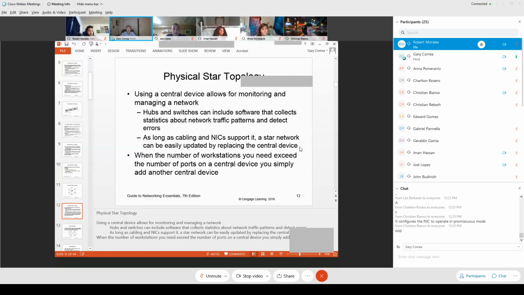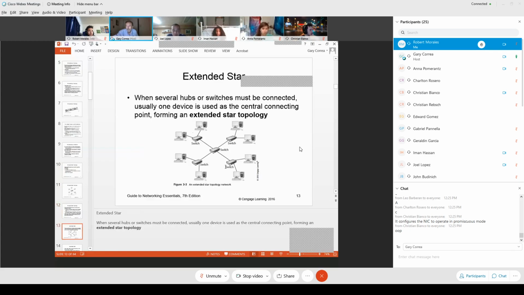So the hub or the switch, the star is the best way to go. And again, all the people who were here for chapter 2 understand the difference between a hub and a switch. Okay, we all got that? Now, this slide says the same thing. I'm going to go back and forth.